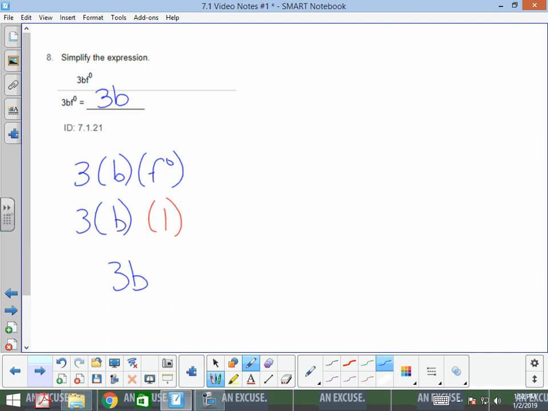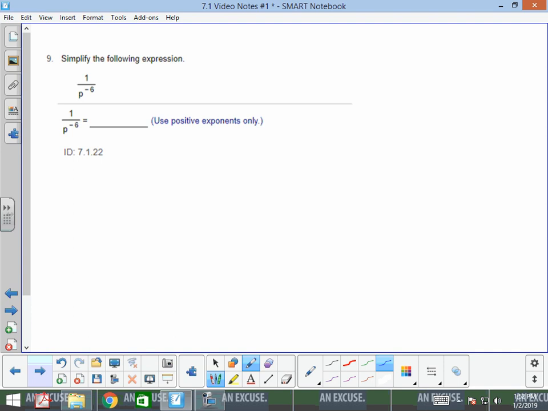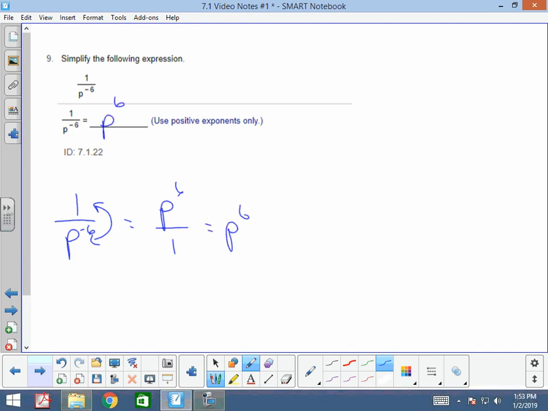Okay, anything to the 0 power becomes a 1. The base, the f, is the only thing to the 0 power. So only the f to the 0 power becomes 1. All right, number 9 is similar to one we've already done. I'll go ahead and do it real quick. So we're going to flip it, exchange places with the 1, and make the negative exponent positive. So this is p to the 6th power.